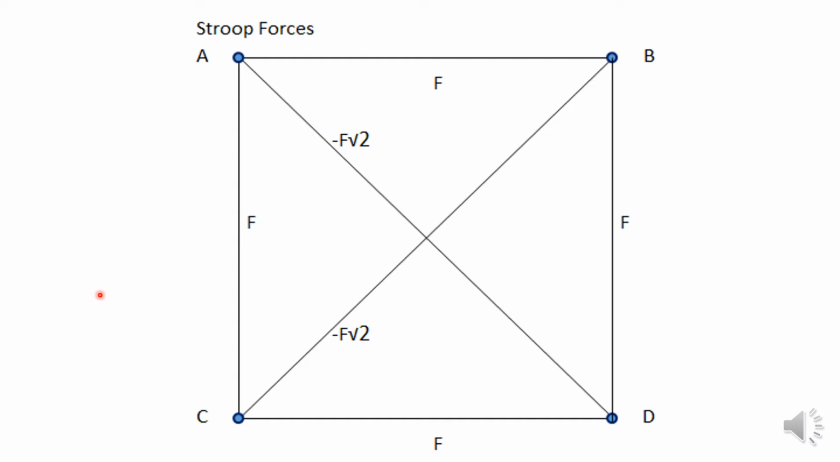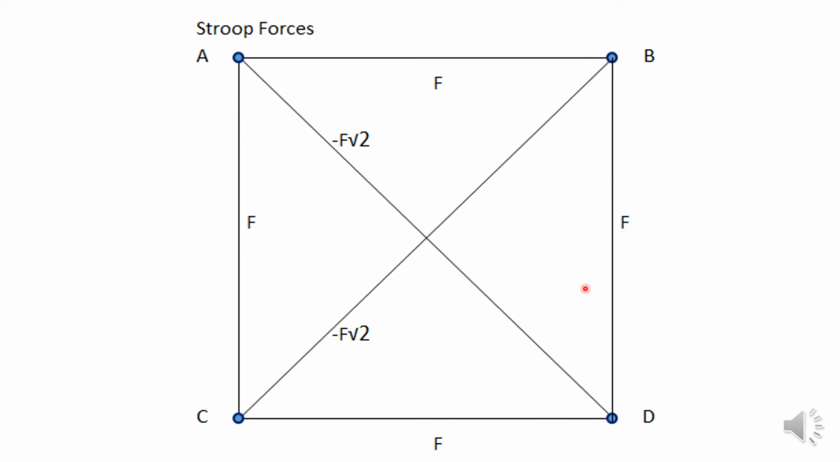Now we will introduce our Stroop forces. From my earlier video, Trusses, Electrical Circuits, and Kirchhoff's Laws, you would have learned that this type of structure, ABCD, which is rectangular and has 6 members, is a Stroop. A Stroop is a minimally indeterminate structure. And these are the Stroop forces, which you would also have learned about in that video.